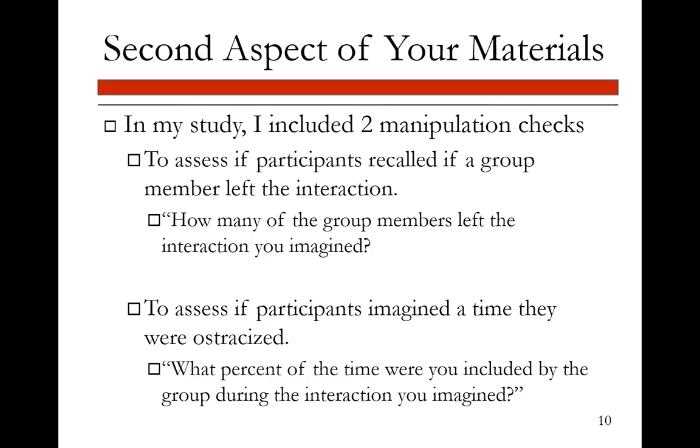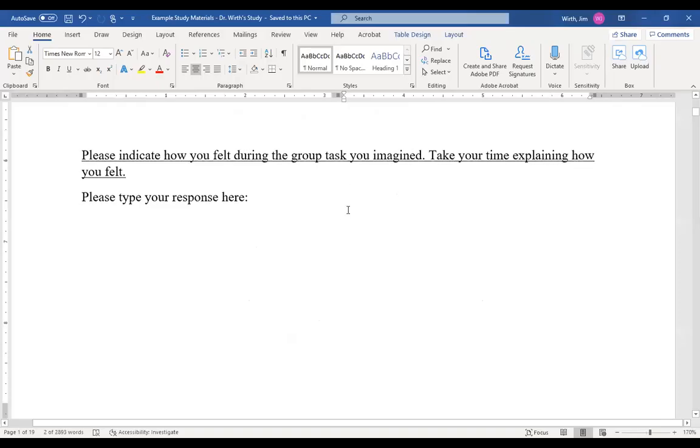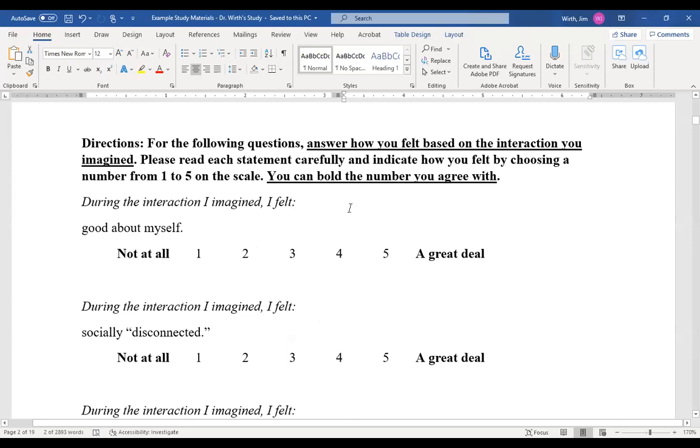So let me switch back again to my example so that you can see what I'm talking about in terms of our dependent variables. So again, this is where we left off with our independent variables. Now you'll see the dependent variables. So I give them instructions for our first set of dependent variables. In this case, that first set of dependent variables is the basic needs.